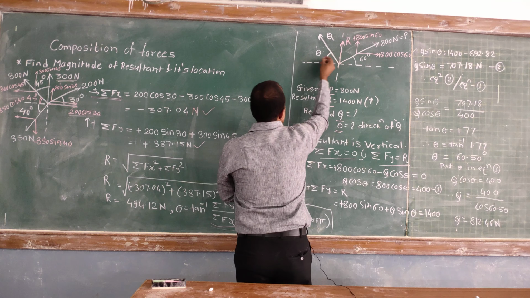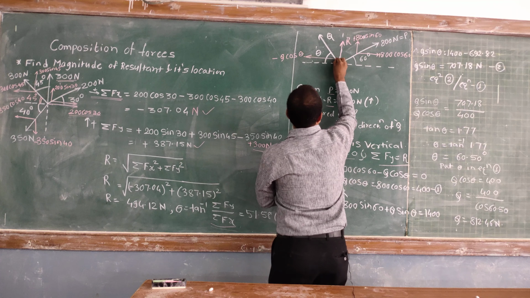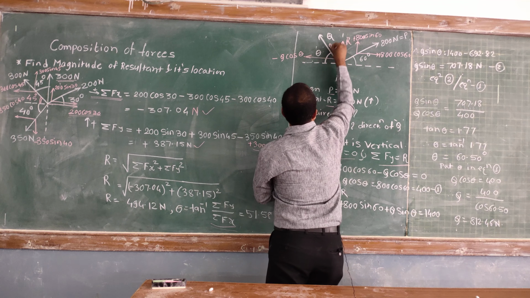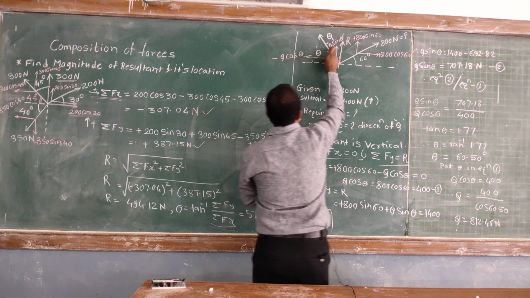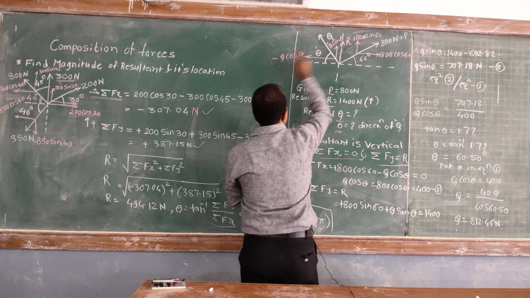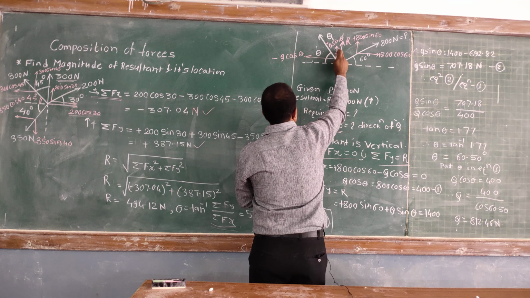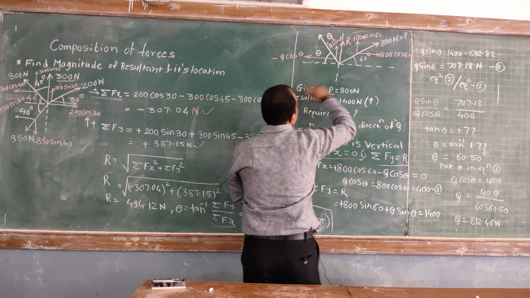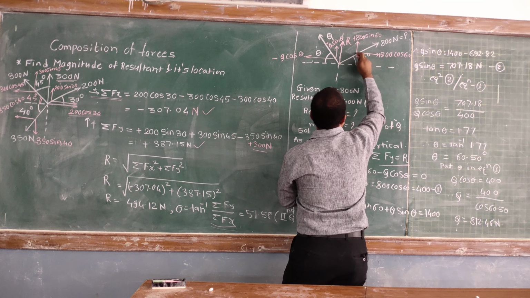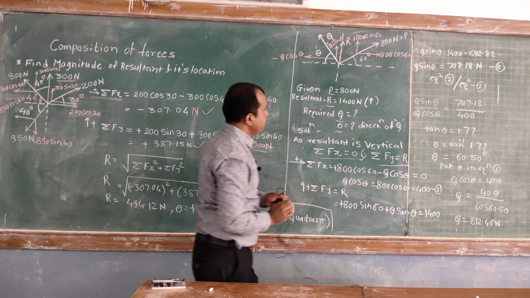Similarly, we have to resolve this force Q. So what is its x component now? Q cos theta, it is minus, and the vertical component is Q sin theta, it is plus, because it is in the second quadrant, x negative, y positive. So Q sin theta and Q cos theta are the components of force Q, and 800 cos 60 and 800 sin 60 are the components of force P.